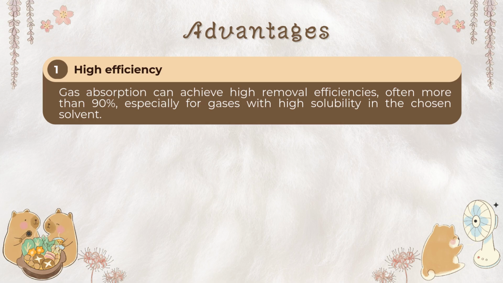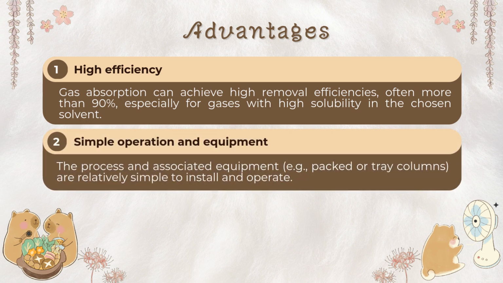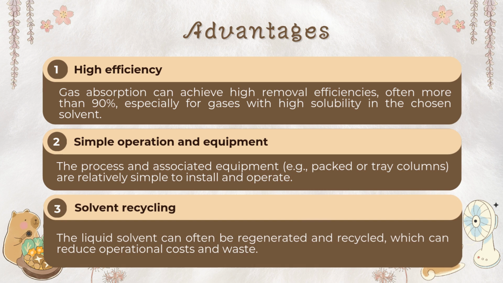First, it is highly efficient. It can remove more than 90% of target gases, especially when the gas dissolves well in the solvents. Second, the operation is simple because equipment like packed or tray columns is easy to install and run. And lastly, the solvent can be regenerated and reused, which lowers operating costs and reduces waste. These benefits make absorption a very practical and economical separation method in many industries.